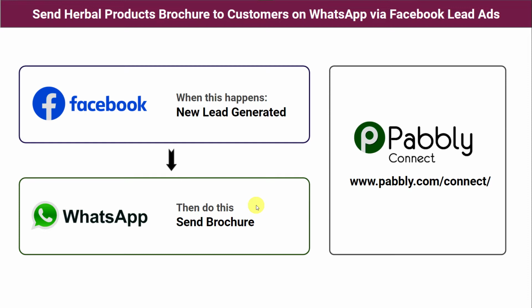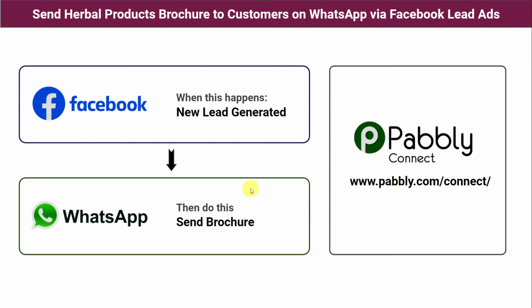For doing this, you have two options. First, do it manually. Take the details of your potential customers from Facebook lead ad, then compose a message in WhatsApp and attach a brochure along with the message and send it to the customers. But this will be a time-consuming and a tiresome process, and it becomes actually impossible when you have hundreds and thousands of customers in one day.